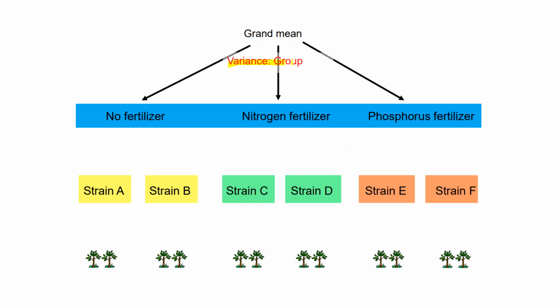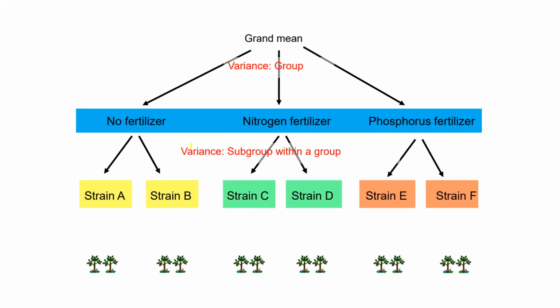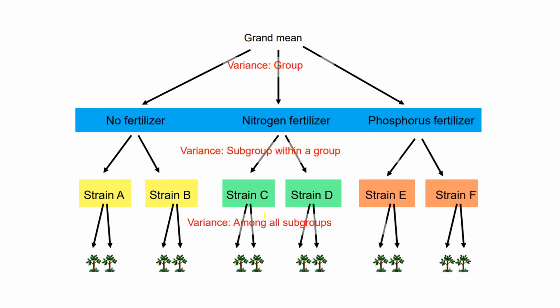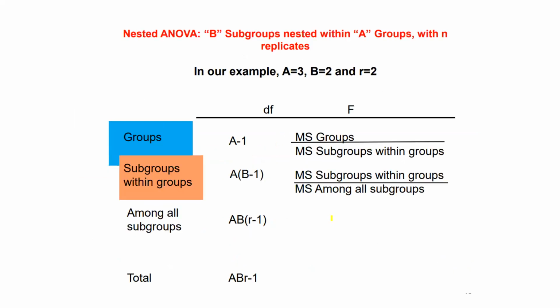So this is the variance of group. The first is the variance of the group. The second is the variance of subgroup within a group. So this is the variance of grouping. Under the experimental design, basically we are considering the variance. So in the first stage, we consider the grouping variance. In the second stage, we consider the subgrouping variance within a group. Then we consider the variance among all subgroups. Then we can construct our ANOVA table in this way.